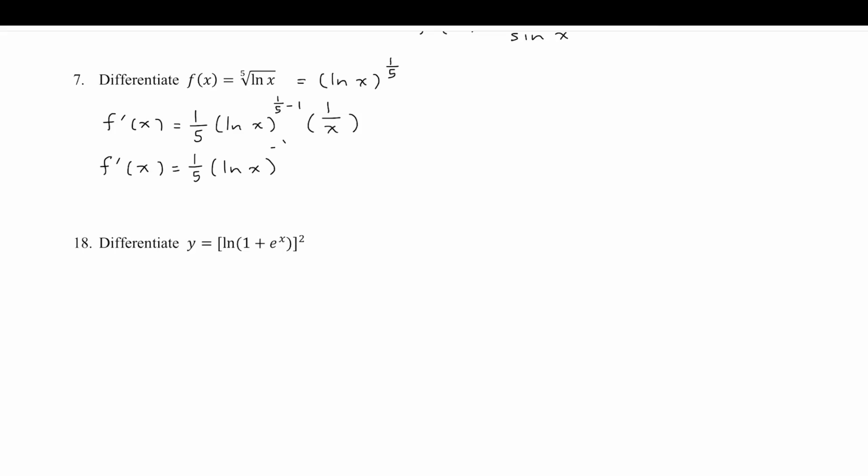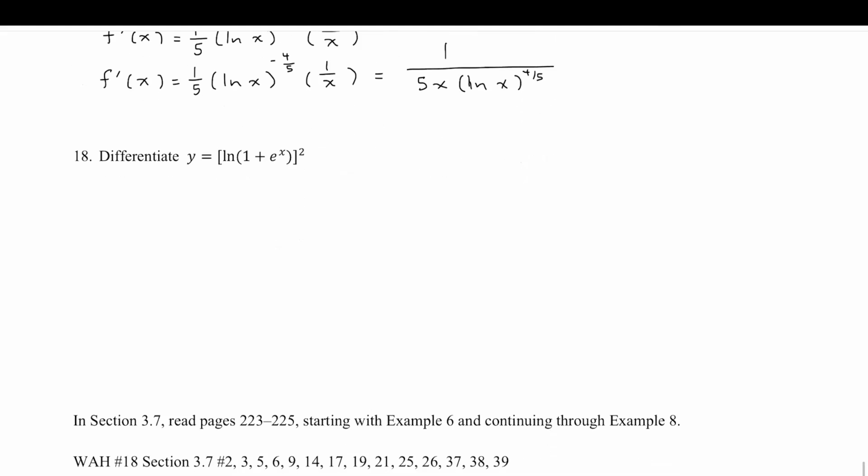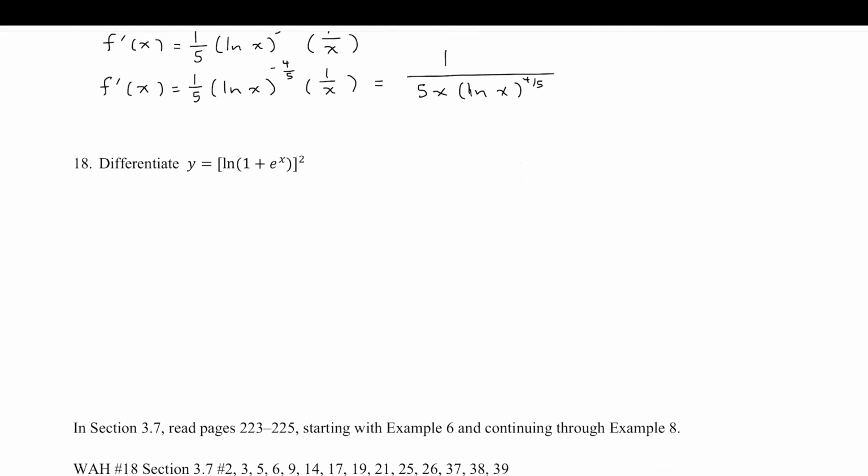So my f prime of x then is 1/5 times ln x to the negative 4/5, that's 1/5 minus 1, times 1 over x. And again, I could also write this as 1 over... Now, the 5 and the x can be in the denominator, and so can ln x raised to a positive 4/5 power. So that's another way to write it, and one is not necessarily better than the other.